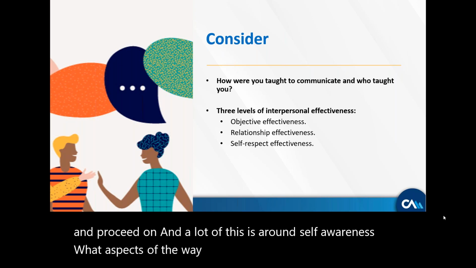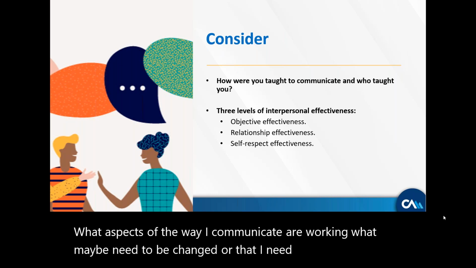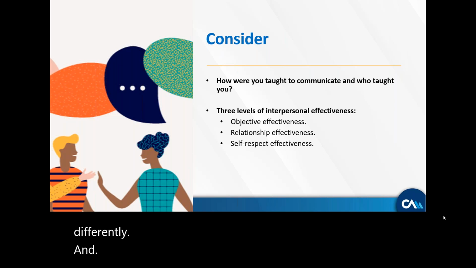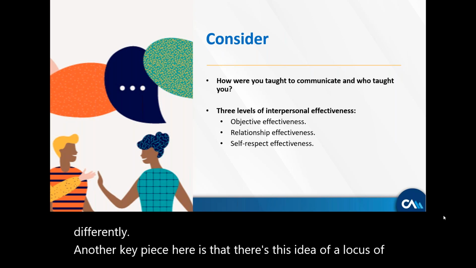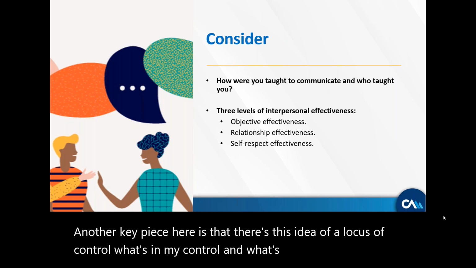What aspects of the way I communicate are working, what maybe need to be changed, or that I need to look at doing differently. And another key piece here is that there's this idea of a locus of control, what's in my control and what's not.